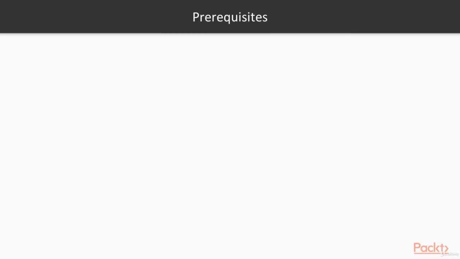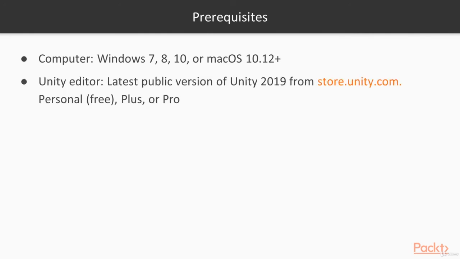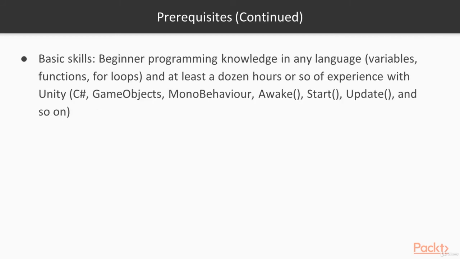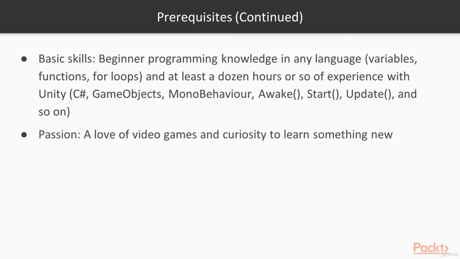Prerequisites for this course: you'll need a computer, of course, running Windows or Mac. You'll need a Unity editor and a code text editor. The free personal edition of Unity comes with both. Some basic skills will be required here, beginning programming knowledge of any language, and even a dozen hours or so specifically with Unity would be very helpful. But we'll cover those basics. And bring your passion, bring a love of video games, and a curiosity to learn something new.